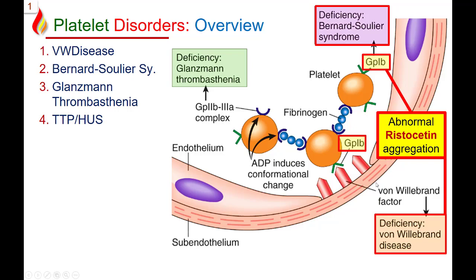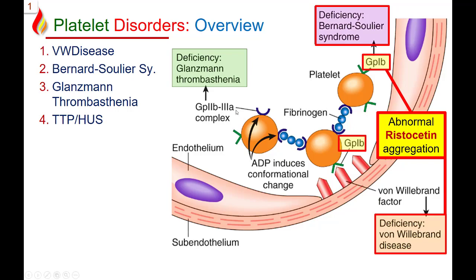Now, when we add normal plasma, 50%, to the patient plasma and repeat this test, if it gets corrected, that means it is von Willebrand factor deficiency. If it remains uncorrected, that means it is receptor abnormality. So it will be Bernard-Soulier syndrome.